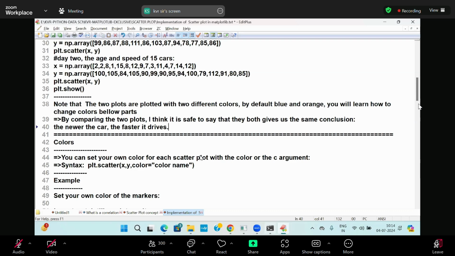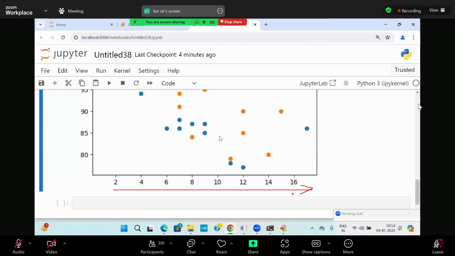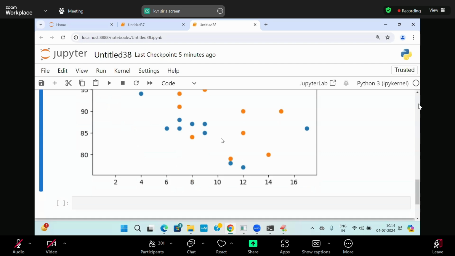So by seeing this scatter plot, that is what we are understanding. This is 2, 4, 6. What is this now? Car age is increasing or not? And speed is coming down or not? All these oranges and all these points are falling down in order. So that is what you are understanding from that.